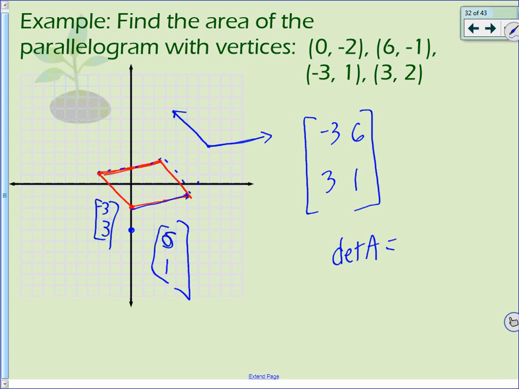Okay, so I get -3 minus 18. The determinant's going to be -21. So it's 21 square units. It is defined as the absolute value of the determinant. So be sure you do take that absolute value. We are not trying to consider negative area in this class. Questions?